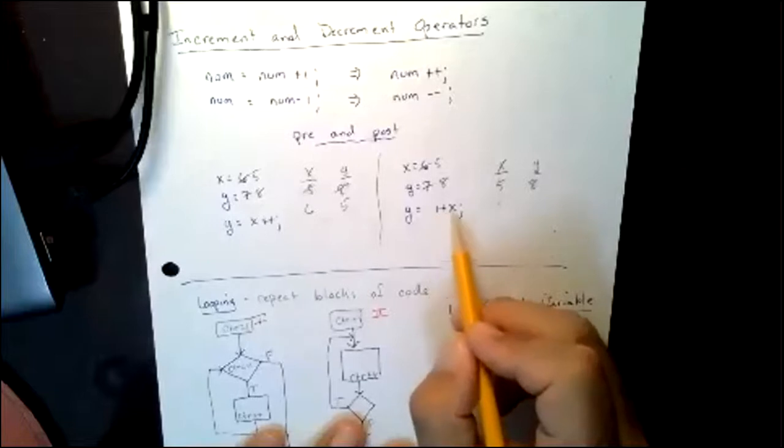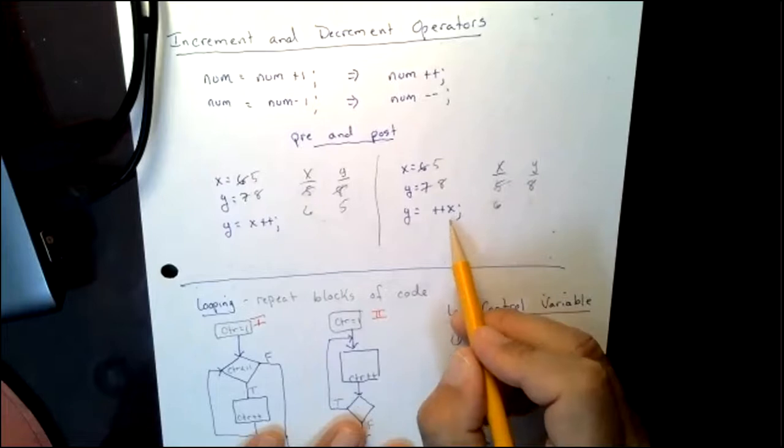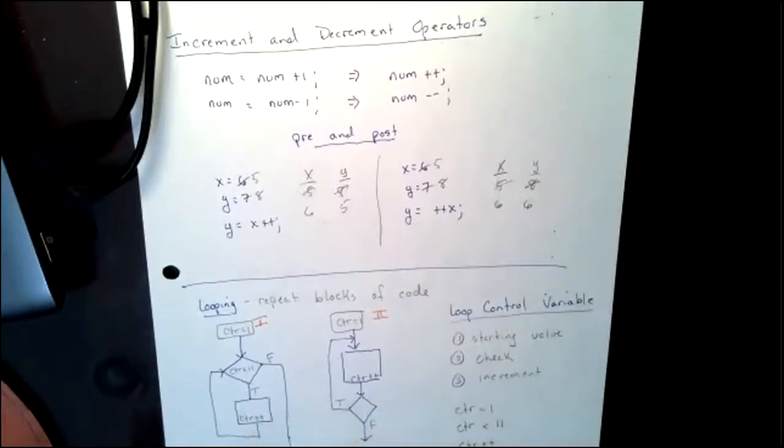If I come over here, x is 5, y is 8. First thing I do is increment x, so it becomes 6. Then I assign it to y. That becomes 6.